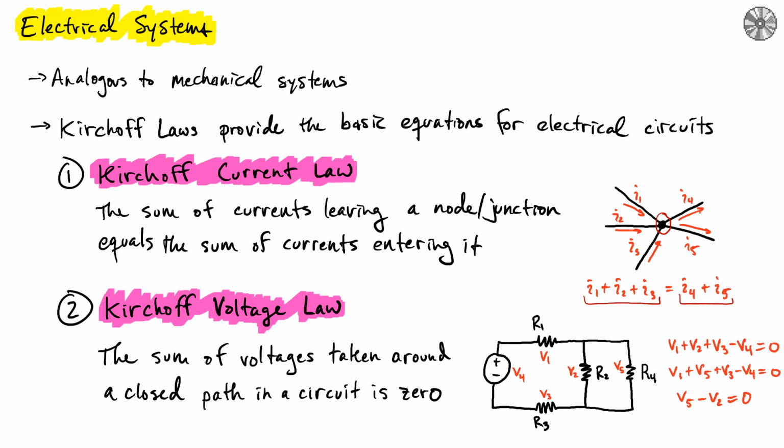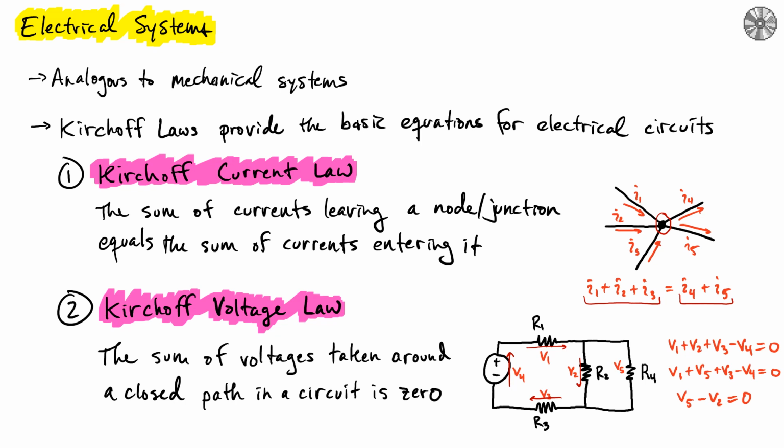So for example, we can take going up through V4 is a positive V4. Going down across V1 is a negative V1. Going down across V2 is a negative V2. Going down across V3, we lose V3. And so this means that V4 minus V1 minus V2 minus V3 must be equal to 0. Or if you go the other direction, you can say minus V4 plus V3 plus V2 plus V1 has to be equal to 0.